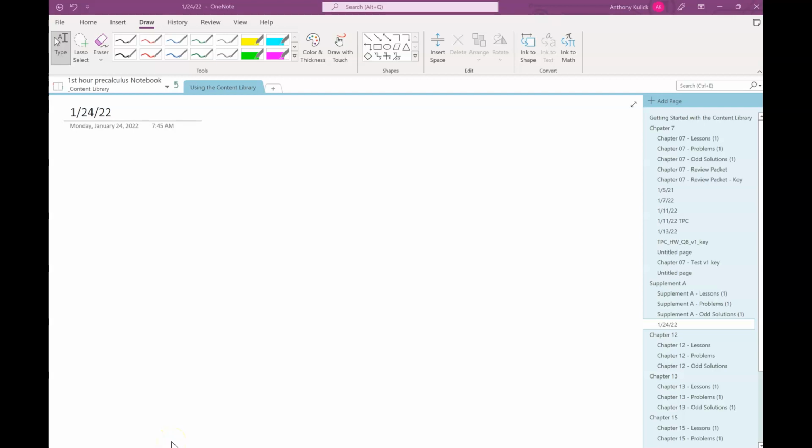So this chapter called Supplement A is about solving systems of equations, which is a revisit of a topic we would have addressed last year in your Algebra 2 class. So hopefully, this doesn't look too unfamiliar.